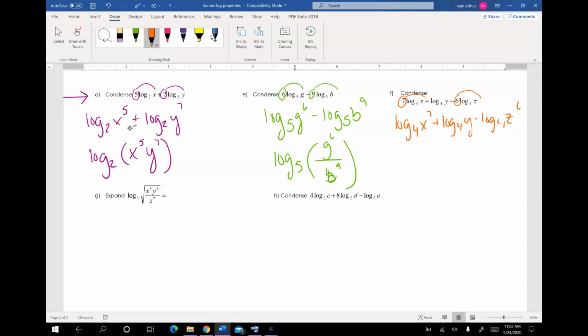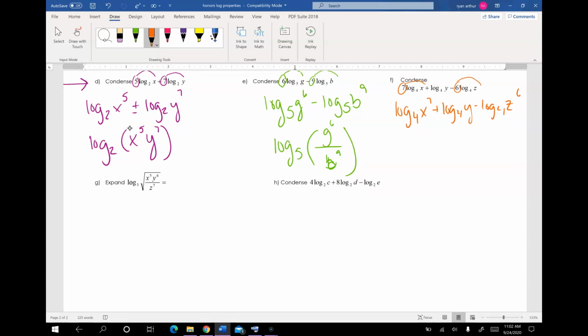Now, I know I'm condensing it to one log, so we're going to write one log down, okay? We're going to open up a parentheses. Now, the first two logs are being added, so that means we're going to multiply those two things, x to the 7th times y. But then we hit subtraction, so that means we're going to now divide. And that's your answer, okay? All right.